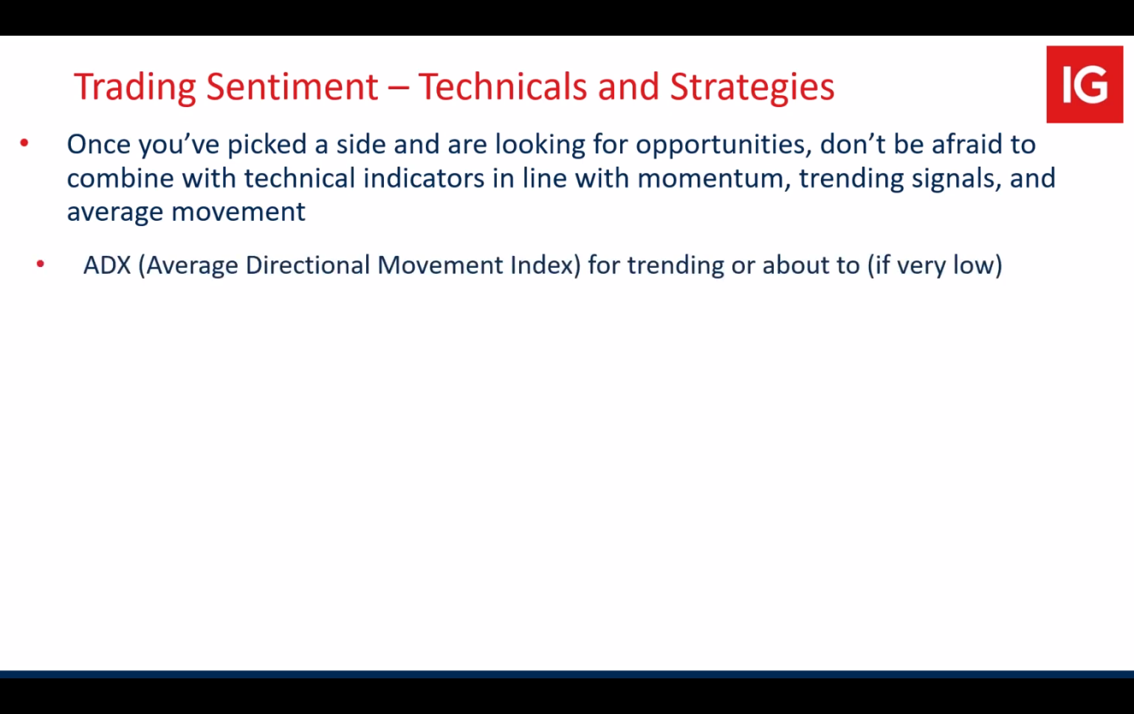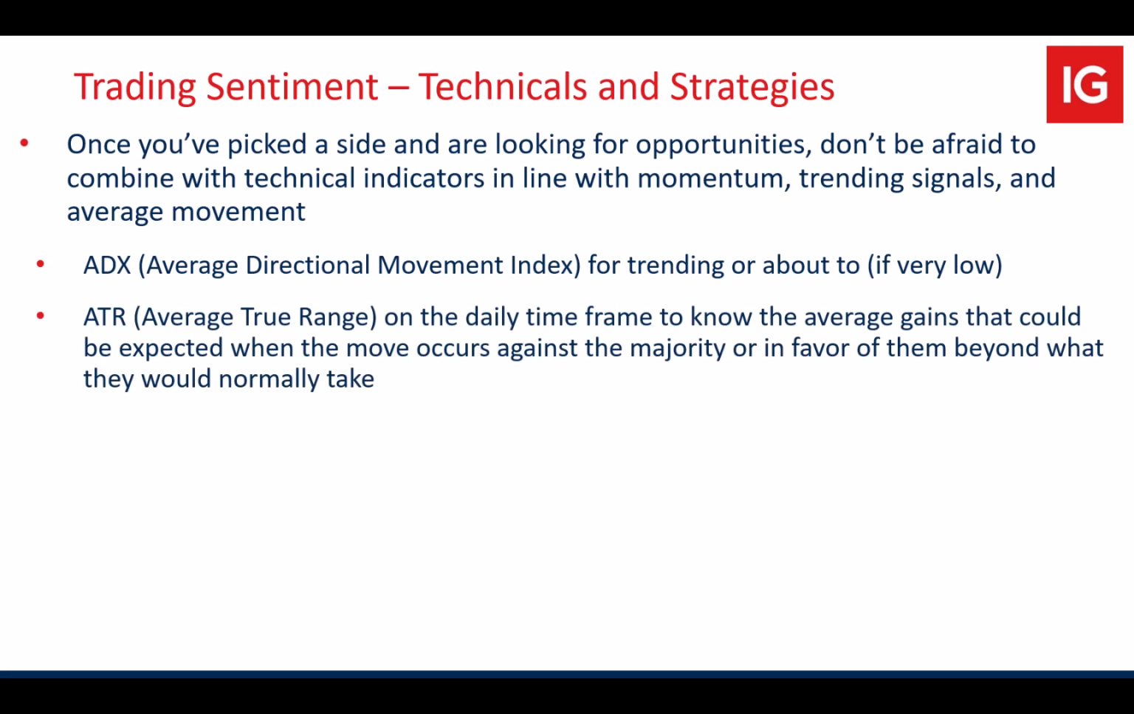As examples, you've got the average directional movement index. This is under DMI, or directional movement index, on IG's trading platform. If you click on that, you'll see the ADX reading, usually 20 to 25 and above is considered trending. But a lot of times it takes a while for it to start trending. So sometimes if it's very, very low and it's reached a point where usually a trend is about to start, you want to note that and keep that in mind when you're combining it with sentiment.